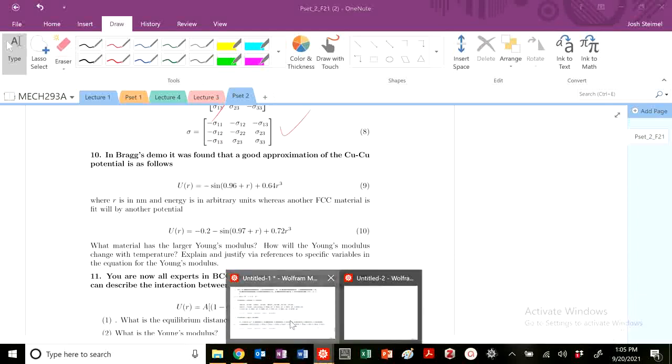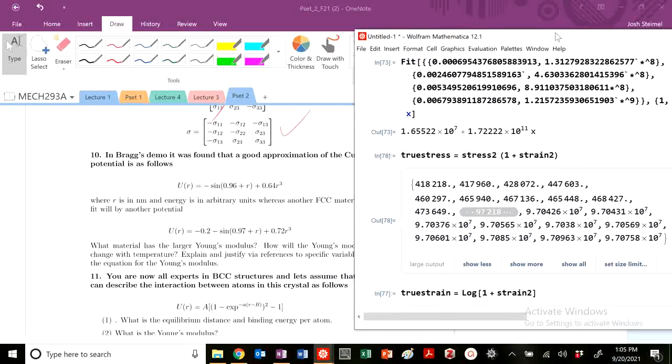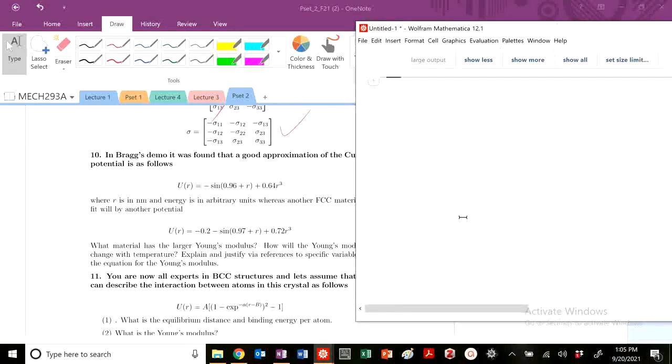So if I look at my potentials, so I have potential 1. So I have U1, that equals minus sine of 0.96 plus R, and then close it, plus 0.64 times R to the cubed. And then my U2.